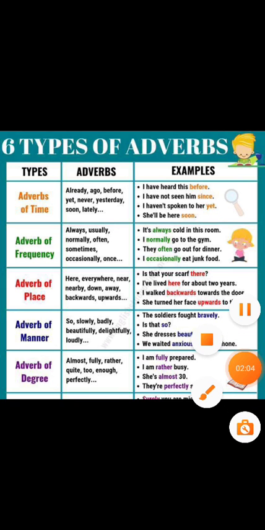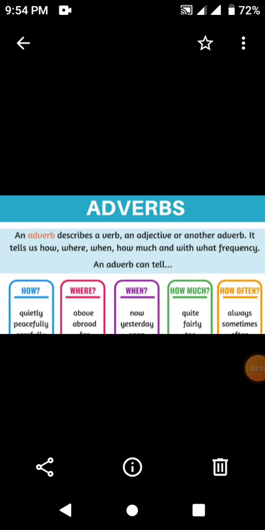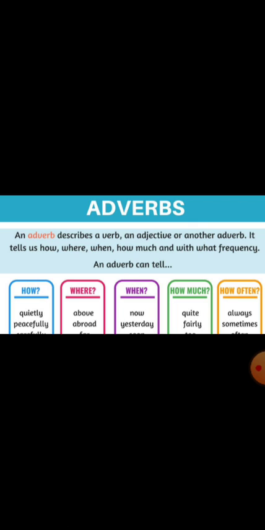All these types tell us something about the adverbs. Now look at this information carefully, class. An adverb describes a verb, an adjective, or sometimes another adverb. The questions an adverb answers are how an action is happening, where it is happening, when it is happening, to which extent, how much it is happening, and how often it happens. All these questions are answered when we use a single adverb.